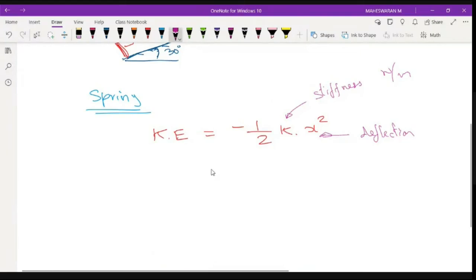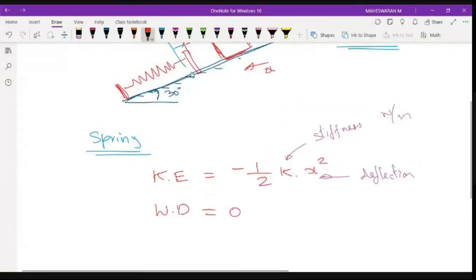Okay, the spring energy is this. The work done for the spring is always zero, right? Because when you press, both are at resting state. So mostly the work done for the spring will be zero, because it will always make the spring come to an equilibrium state. So you consider this energy is always half into k x square, and work done is always zero, right?